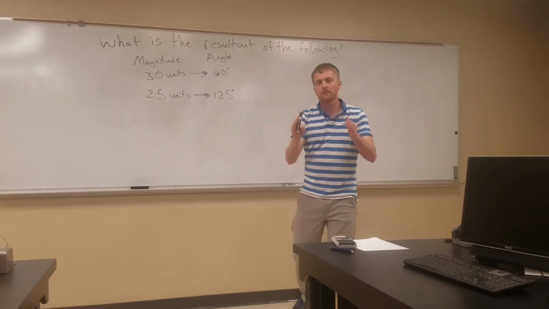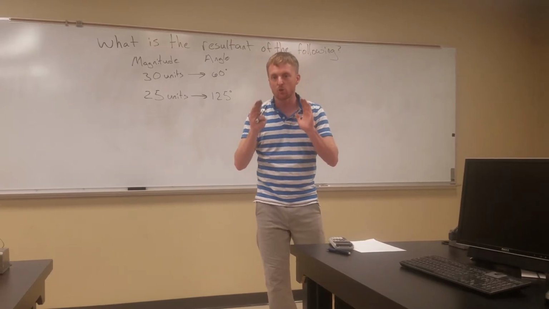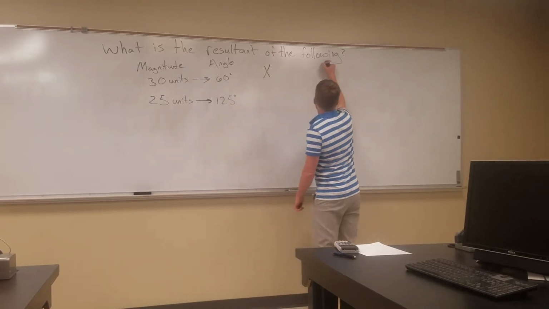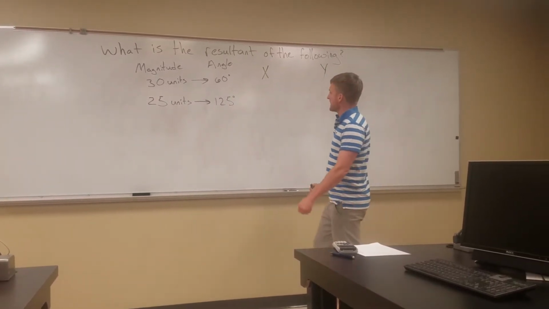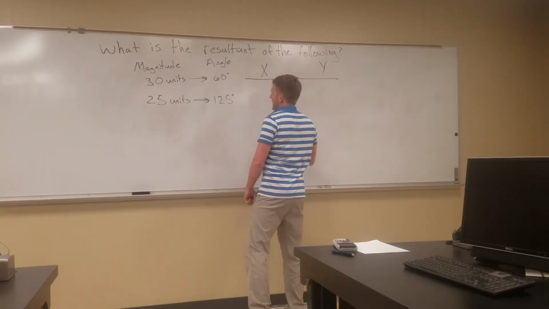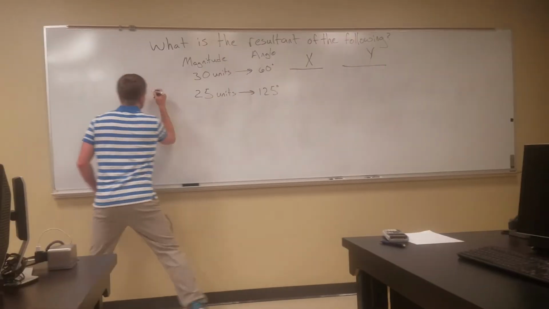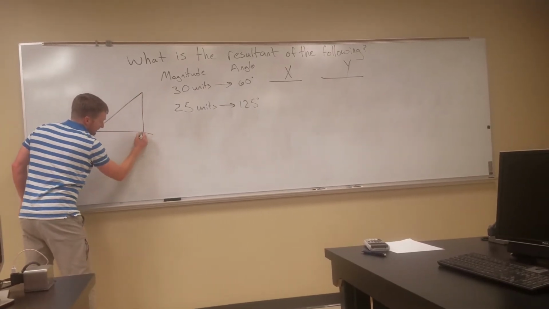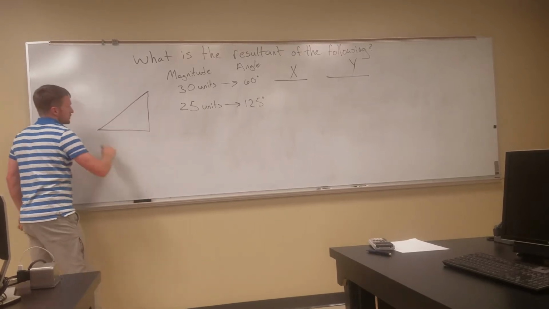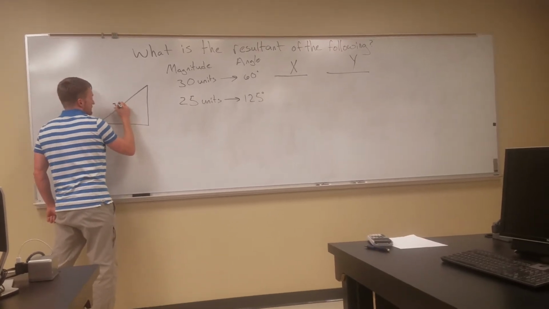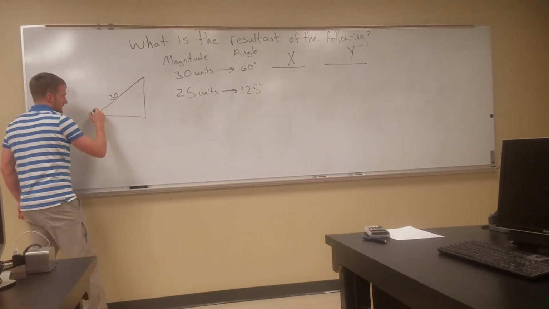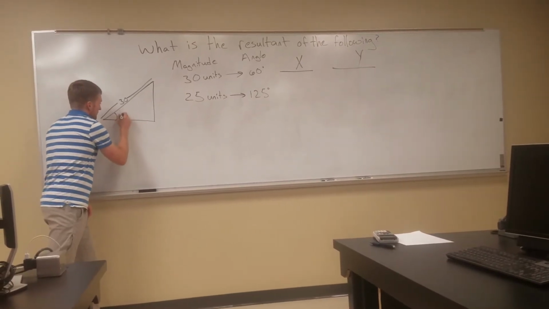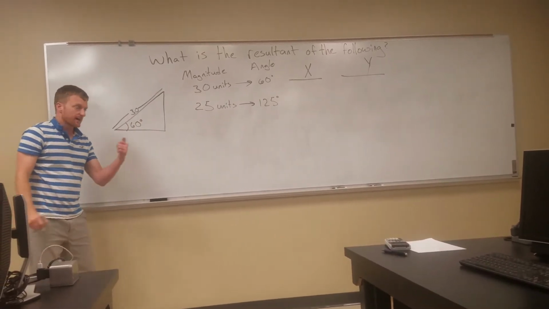Our first step is to break these up into x and y components. Make two columns, okay? What do these x's and y's mean? Just a small reminder of the right triangle and the Pythagorean theorem. The magnitude is analogous to the hypotenuse. 30 units, running the hypotenuse, extending like this, at an angle of 60 degrees.